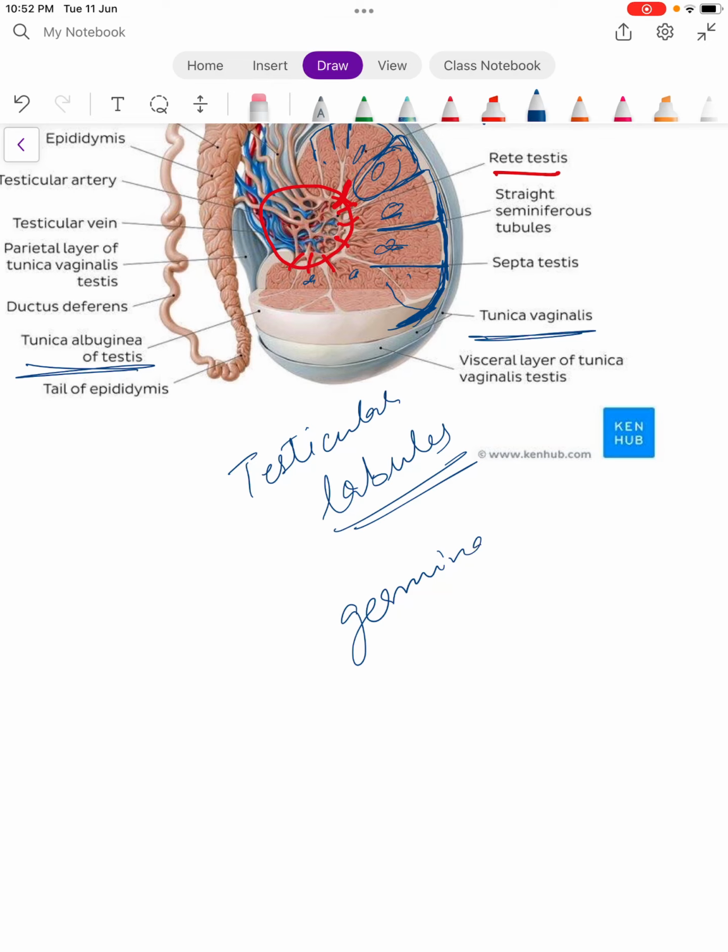Germinal epithelium. It has two types of cells, male germ cells. Further इसमें division है, male germ cells.